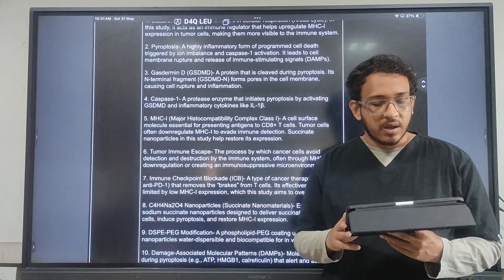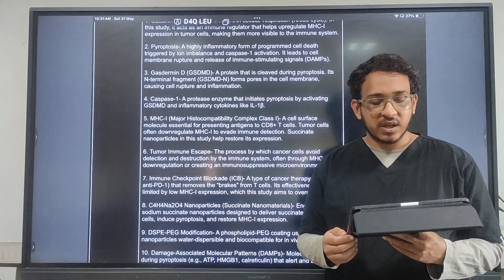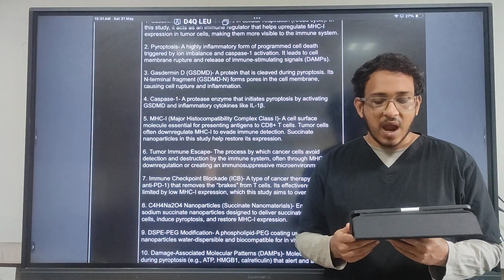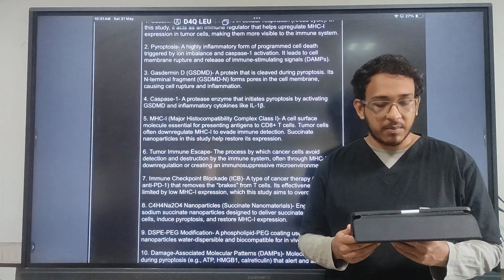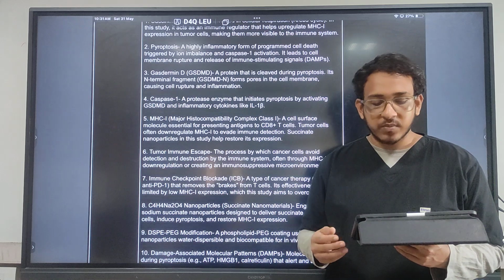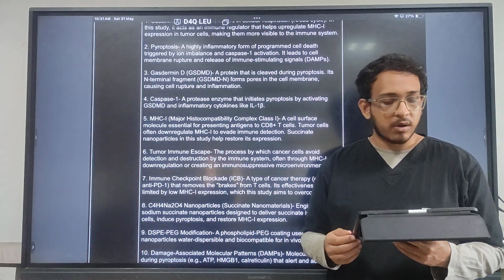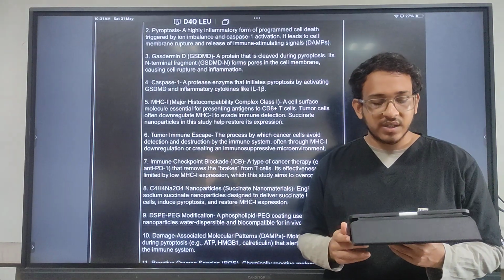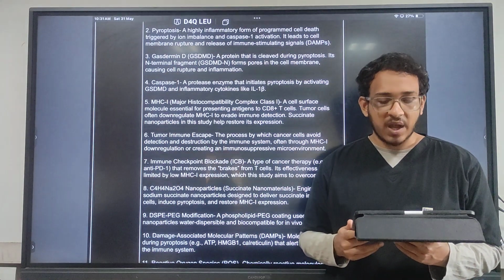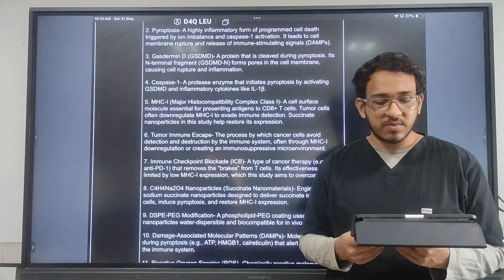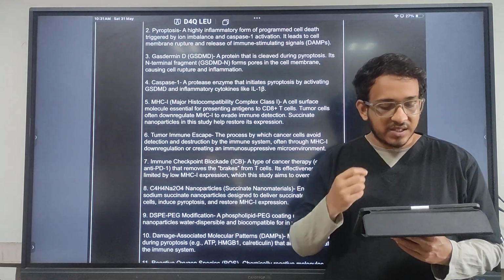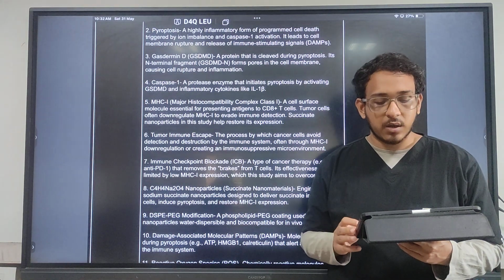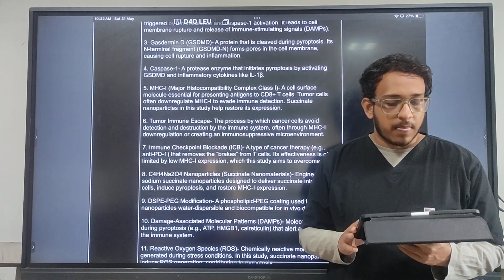Gasdermin D is a protein that is cleaved during pyroptosis. Its N-terminal fragment forms pores in the cell membrane, causing rupture and inflammation. Caspase-1 is a protease enzyme that initiates pyroptosis by activating GSDMD and inflammatory cytokines like IL-1 beta.